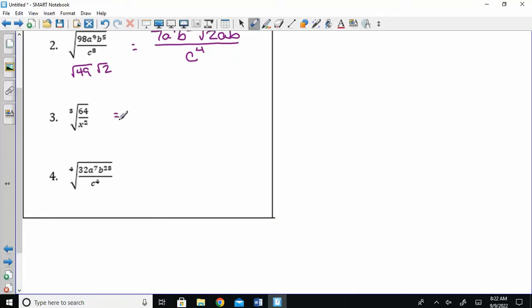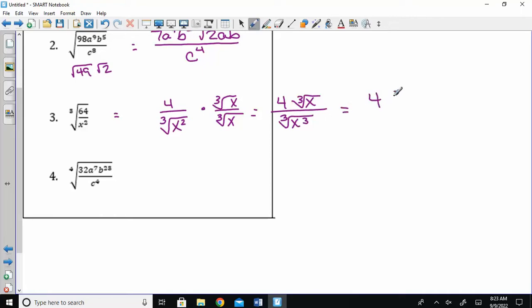Number 3, can we do the cube root of 64? Yeah. Okay, but on the bottom, I have the cube root of x squared, and I can't do that. We can't leave a radical on the bottom. So a cube root says we have to have 3 of them before we can pull it out. We have 2 currently, so we need 1 more. So it would give me a 4 cube root of x on top. On the bottom, that's the cube root of x cubed, or just plain x.